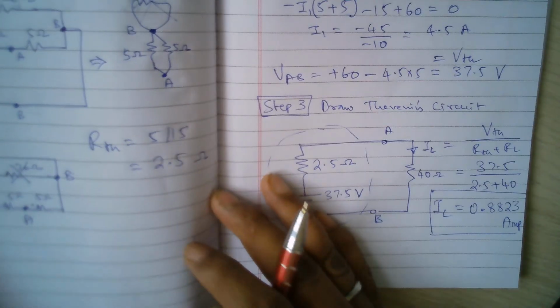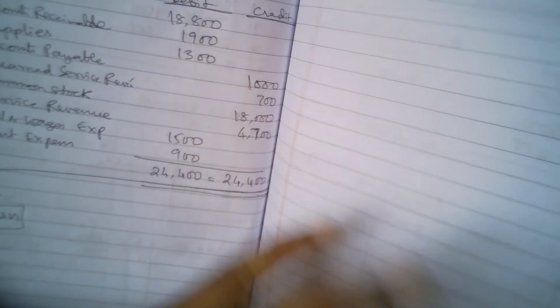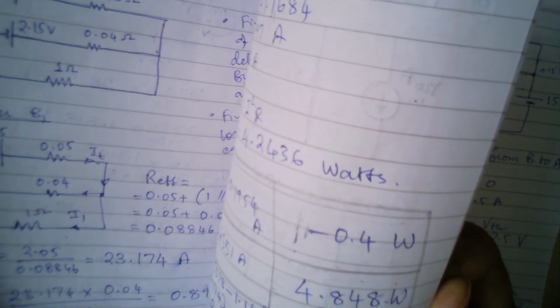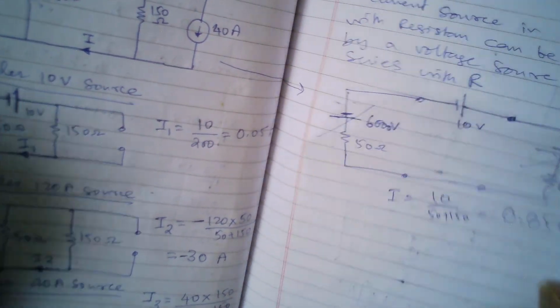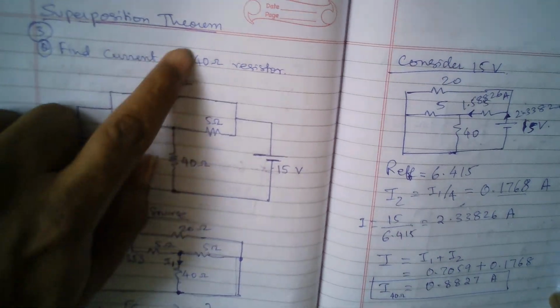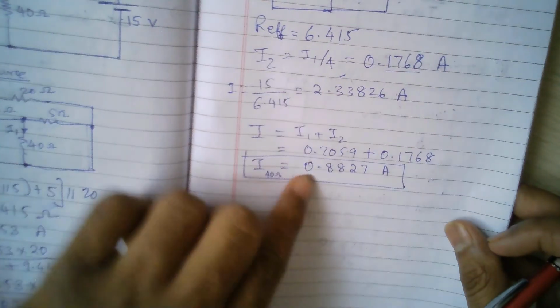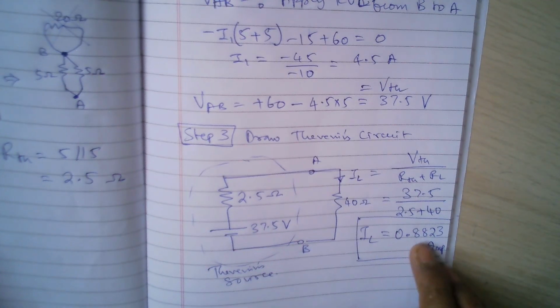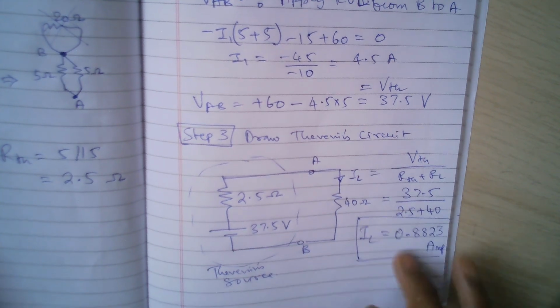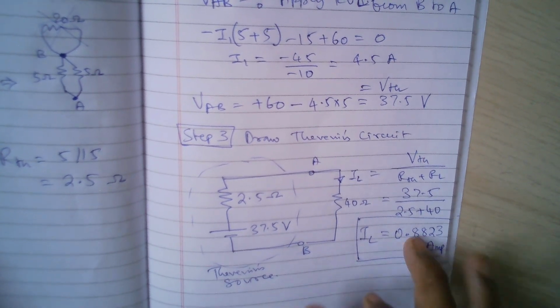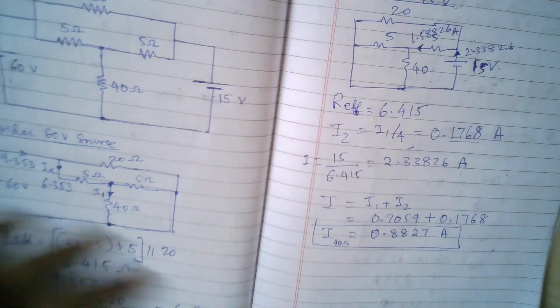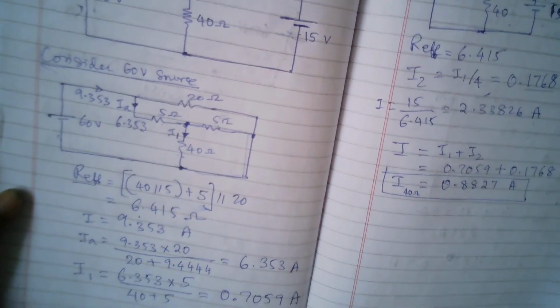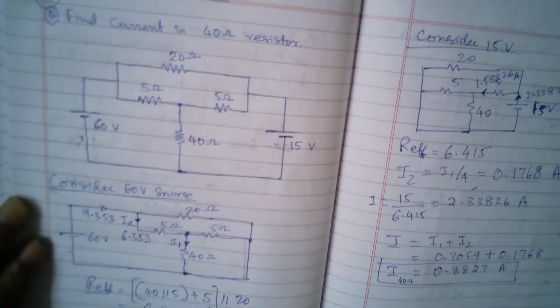Let us compare this answer with the answer that we got in the case of the superposition theorem. There it was the third problem. So here you can see superposition theorem, and finally the answer is 0.8827, and here I am getting 0.8823. In fact this seems to be more accurate, and there it has some rounding error. So both answers are matching.